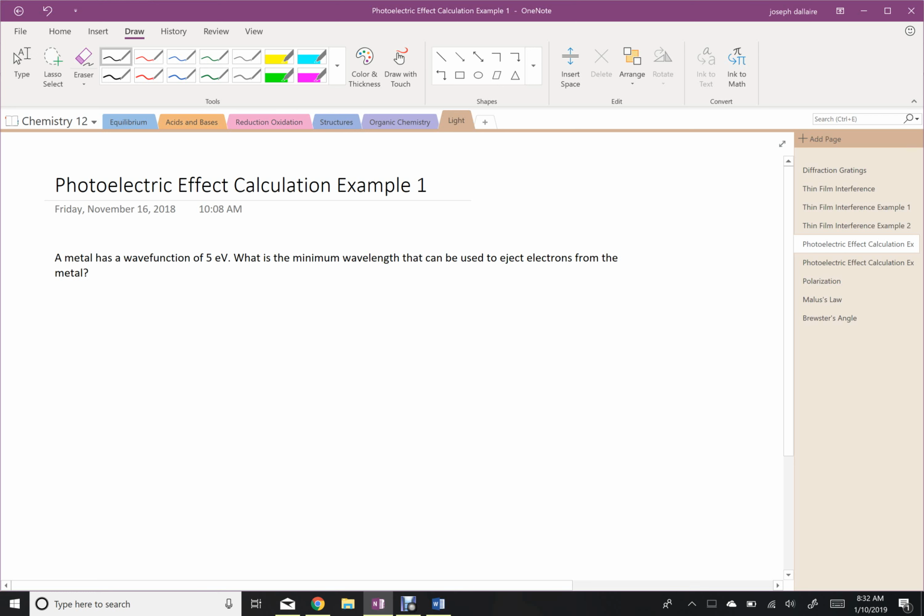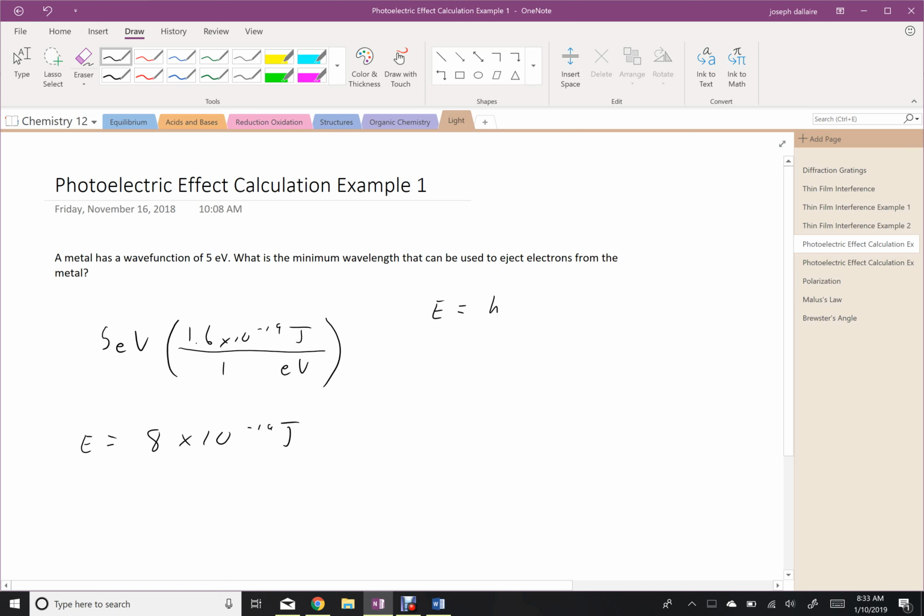Okay, so 5 electron volts. Getting rid of electron volts, going to joules. 1 electron volt is 1.6 times 10 to the negative 19 joules. So I got 8 times 10 to the negative 19 joules. And with that in hand, that's my energy that I require.